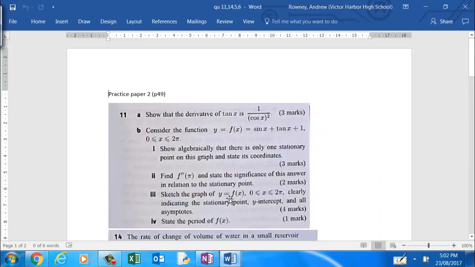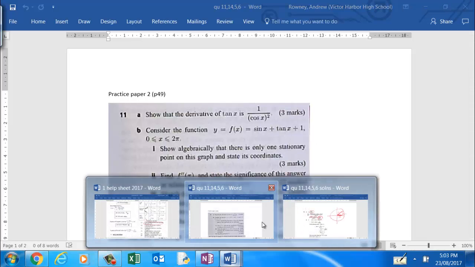Next question was: consider this function. It's got the tan function in it, which we know the derivative is 1 on cos squared, and it's asking us to show algebraically there's only one stationary point. So we have stationary points when the derivative is 0, so we have to do the derivative of this function and make it equal to 0.